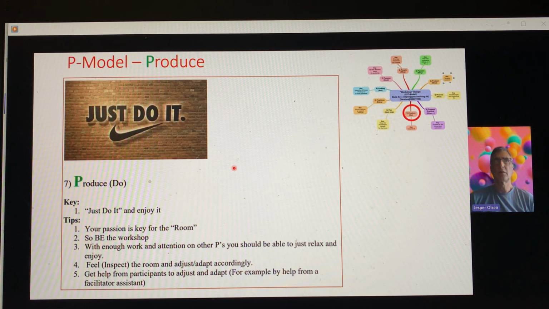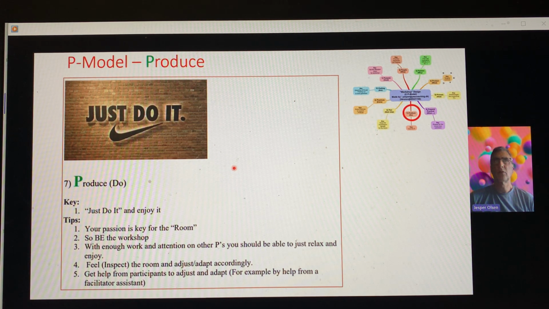So now it's time to do it. Just do it and enjoy it, as right here. And talk about what I just said before regarding prepare. If you are well prepared, if you've considered the known and unknown and have a plan A, B, and C, you can actually enjoy it and be present and, for your part, embrace your passion for this workshop.